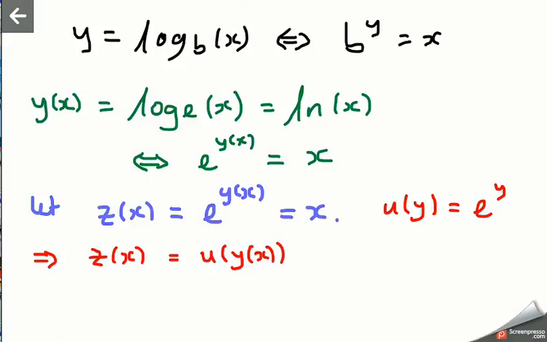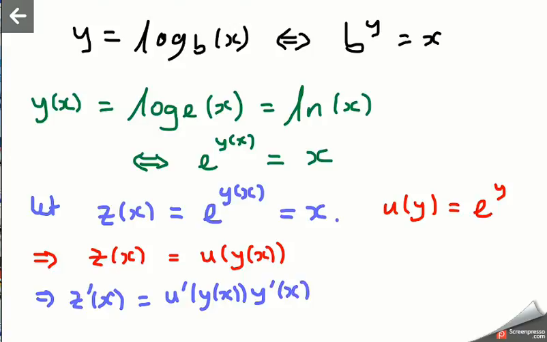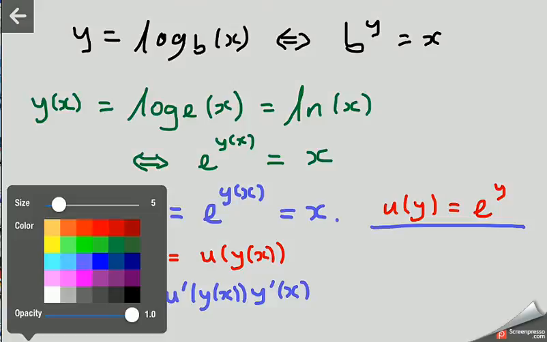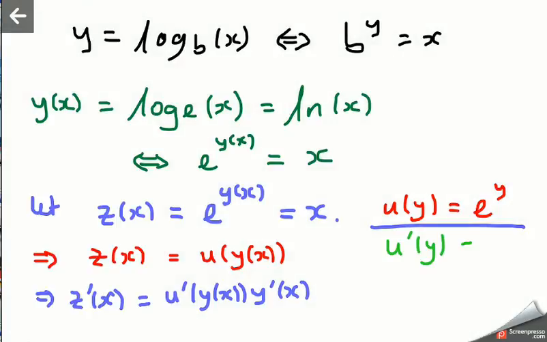From the chain rule, we therefore know that z prime of x is equal to u prime of y of x times y prime of x. We just spent the whole second video differentiating the function u of y. The exponential function, when you differentiate it, you just get the same function again. So u prime of y is equal to u of y, which is e to the power of y. If u of y equals e to the power of y, u prime of y is e to the power of y. And therefore u prime of y of x is equal to e to the power of y of x.